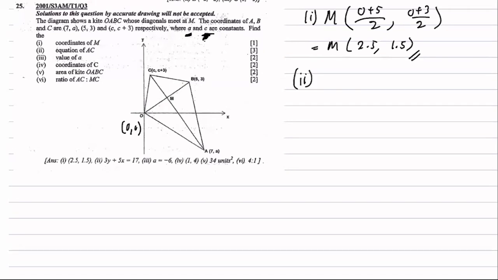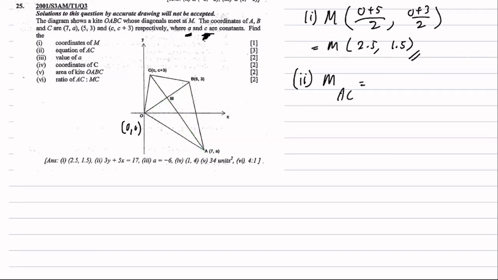Let's move on to part 2, equation of AC. So, how? Oh, don't worry. We don't have A, we don't have C yet. Then how to find the gradient? Midpoint lies on it. Yes, correct. This is a kite, right? So that means the diagonals are perpendicular. So it's just the perpendicular bisector of OB, and we know how to find that. Just need to find the gradient of AC.